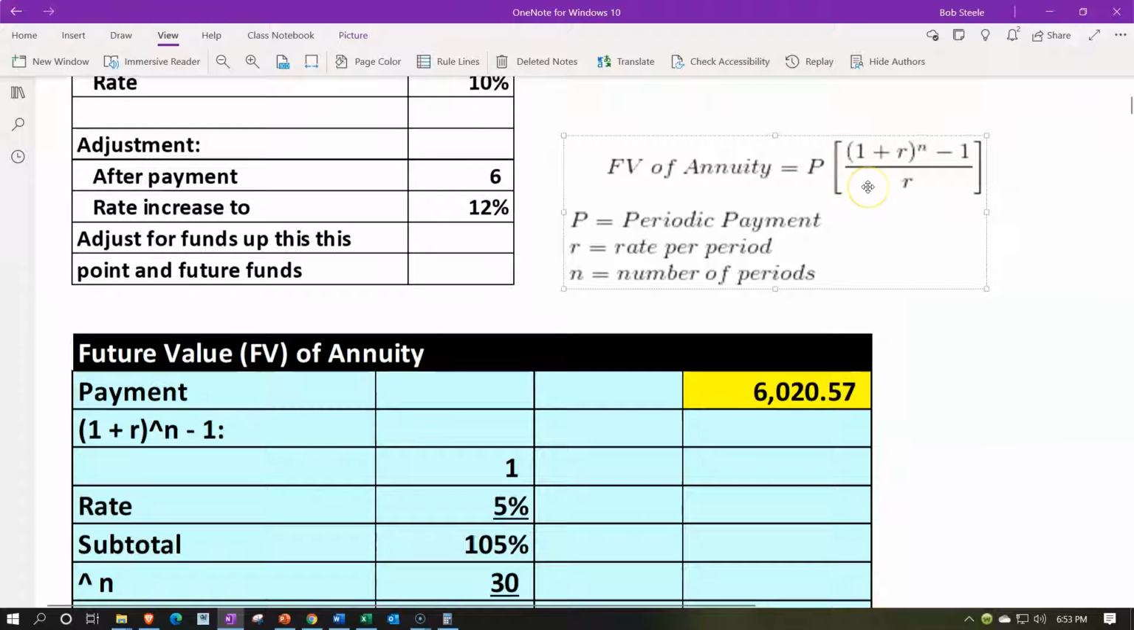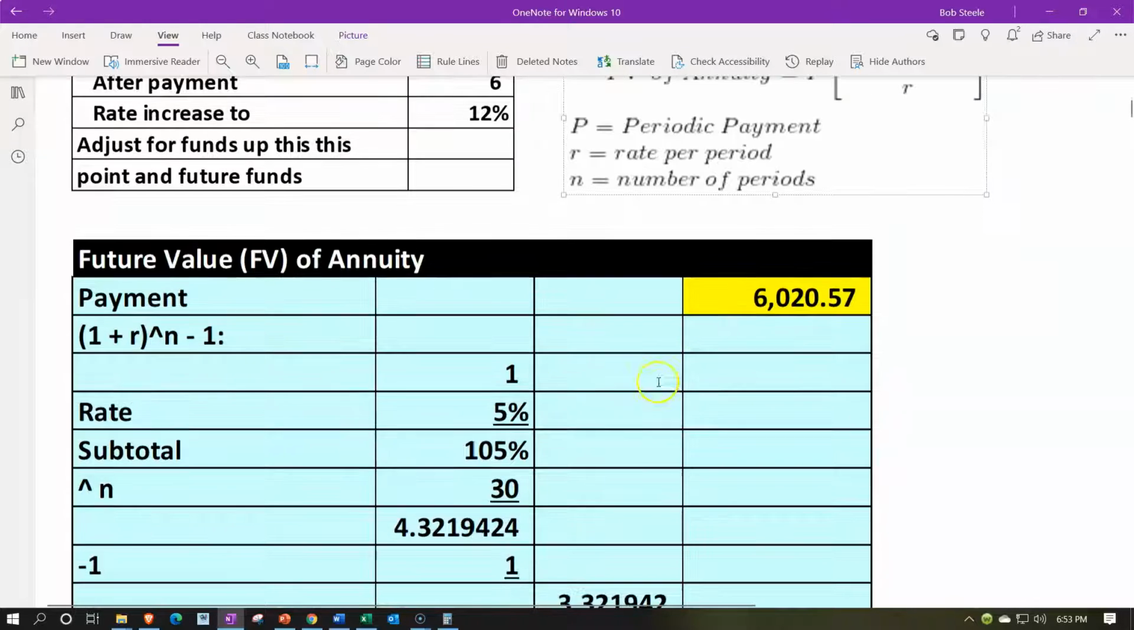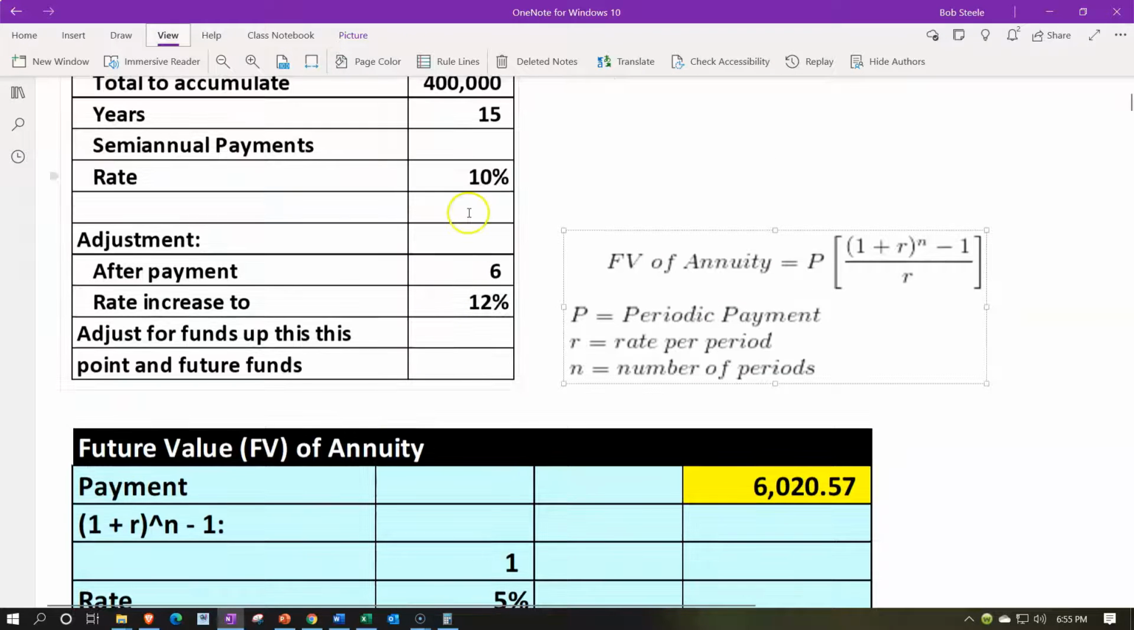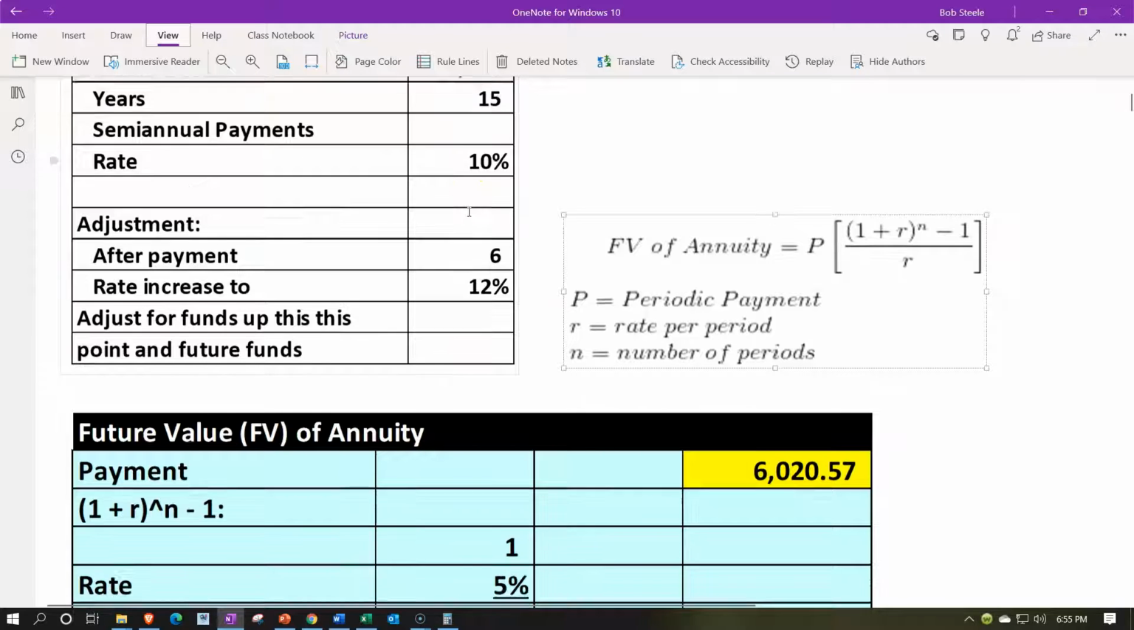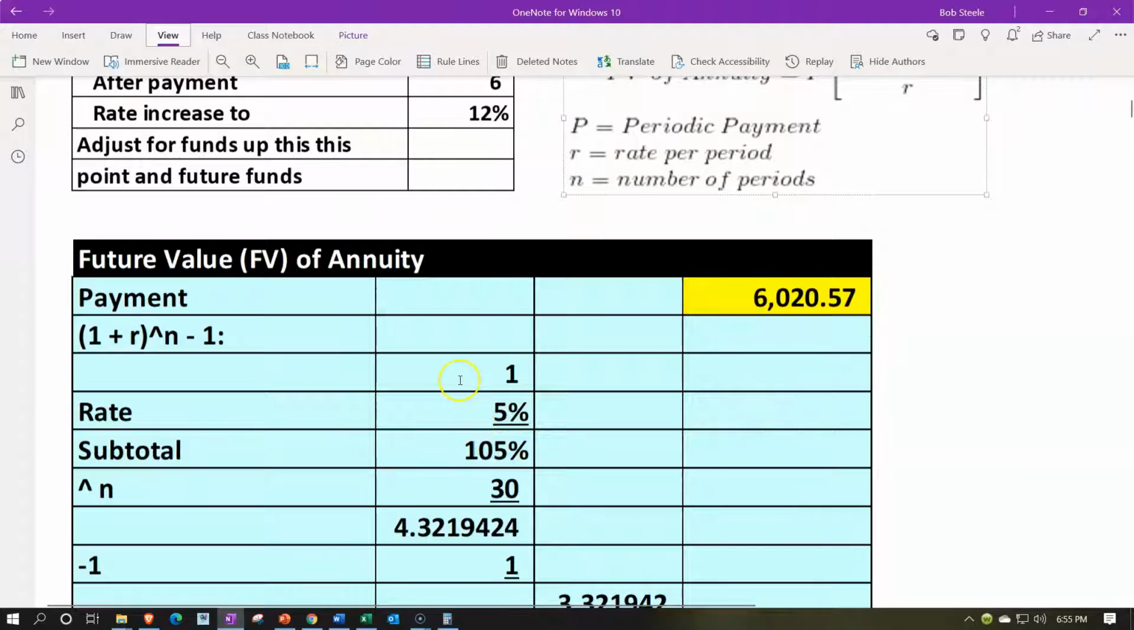We'll then go to the numerator, which we're going to pull into the inside. So we got the 1 plus the rate. The rate's going to be 5%. Remember, we have the 10% up top, but it's semi-annual. So we take that 10% divided by 2, getting the 5%. The 1 and the 5% added together gives us the 105%.